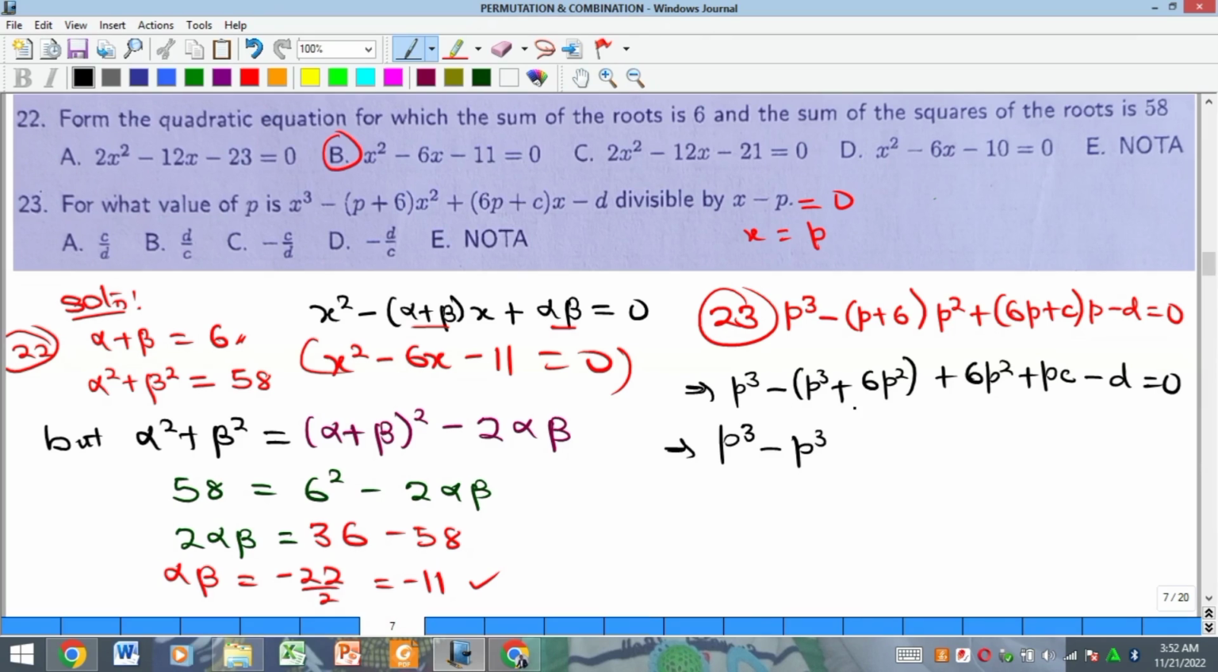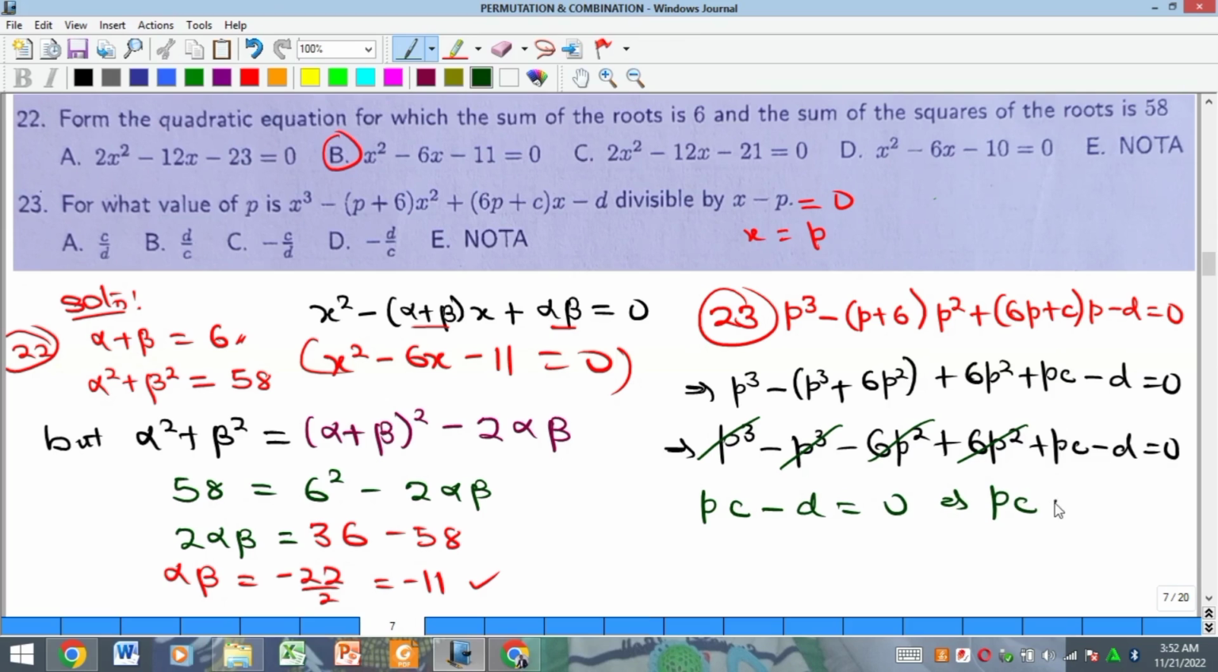Then minus times this is also minus 6p squared, and that is plus 6p squared, and that is plus pc minus d equal to 0. Okay, so finally you can see that this will take away this, this will take away this. So we only have pc minus d equal to 0. Take that to the other side, so pc is equal to d.